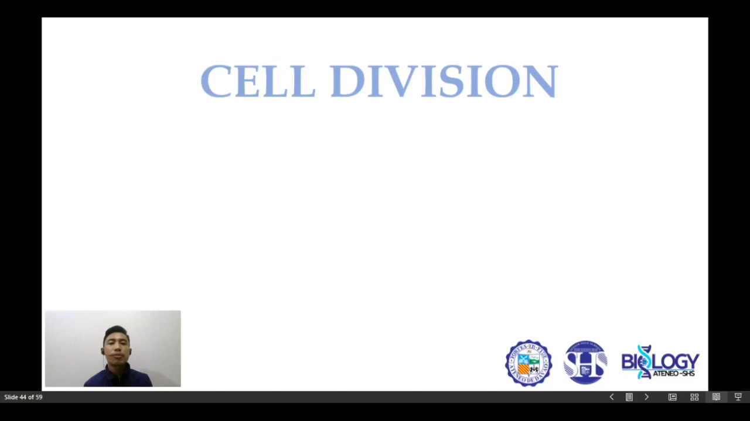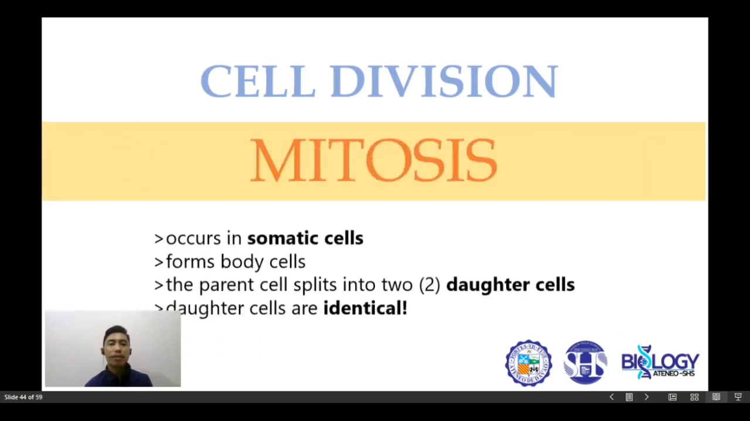Okay, to sum it up, mitosis only happens in our body cells or somatic cells. Therefore, mitosis is responsible for forming our body cells. That is why we grow or increase in size and our wounds heal. Thanks, mitosis. At the end of one division of one cell, there is a formation of two daughter cells. And these two daughter cells can continue the process to produce more and more cells. That's why we grow. That's why the wounded or abraded cells are being replaced because of this process, cell division, specifically mitosis.